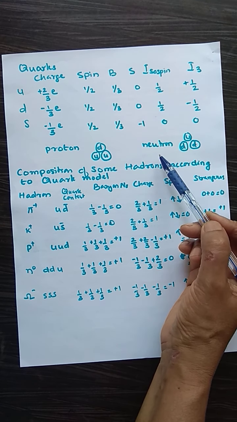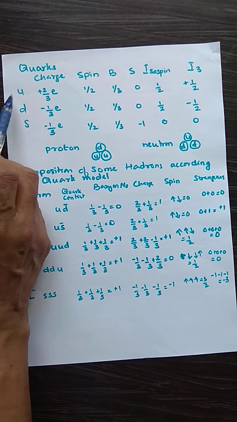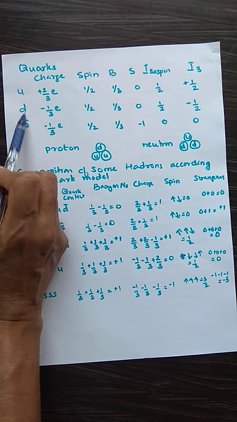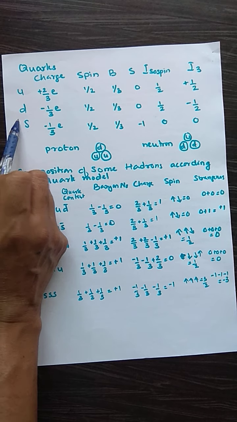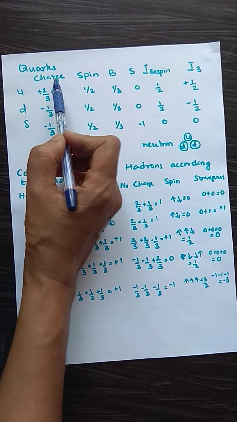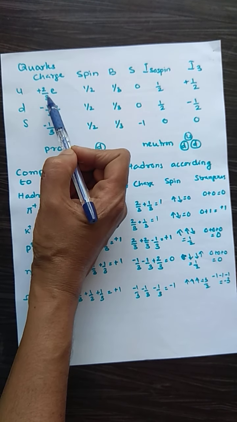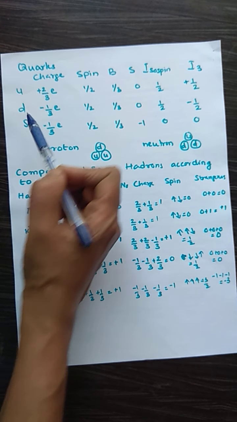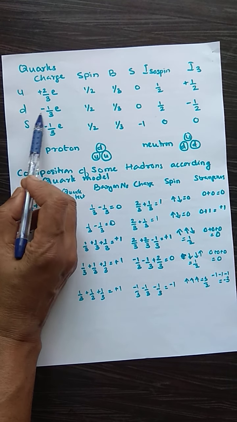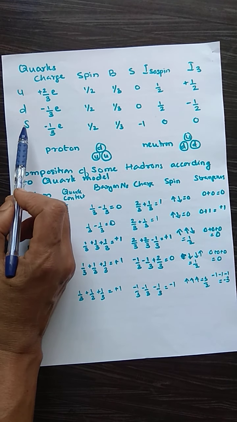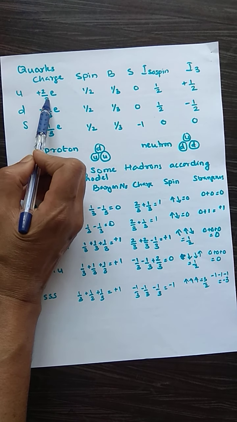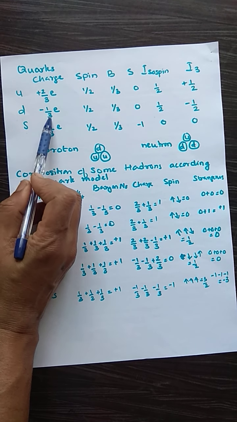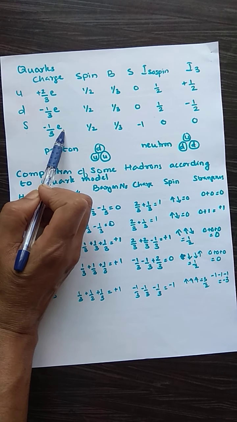Now let us see the characteristics of these quarks U, D and S. Three different types of quarks, U, D and S. Corresponding charges I have written. Charge of a U quark is plus 3 by 2 e. Charge of D quark is minus 1 by 3 e. Sorry, U quark plus 2 by 3 e. D is minus 1 by 3 e. S is minus 1 by 3 e.